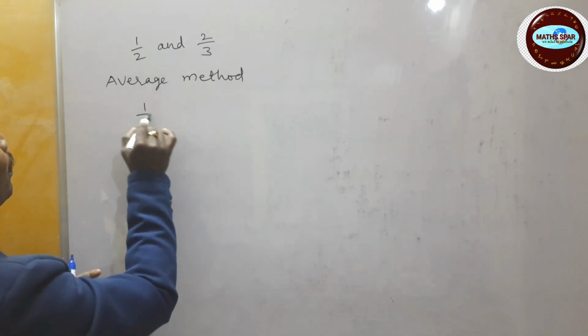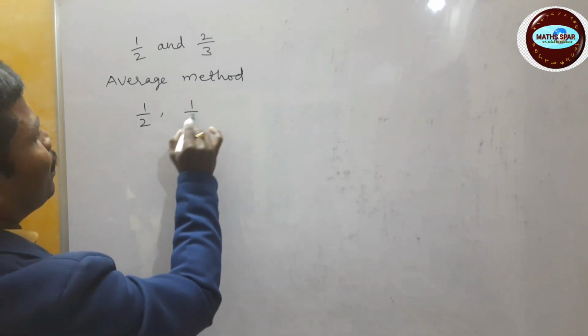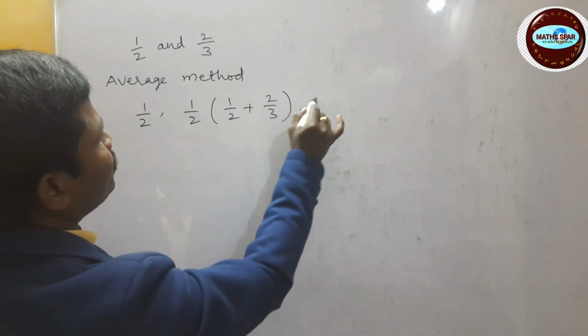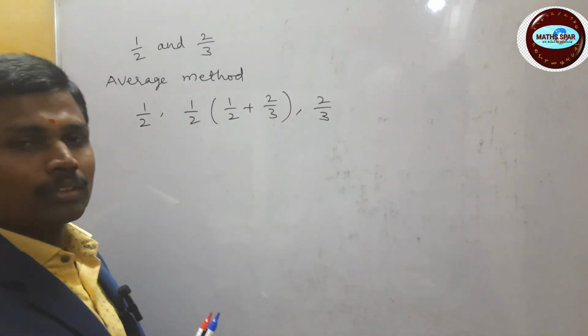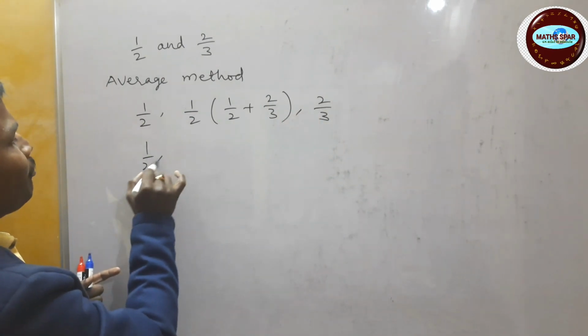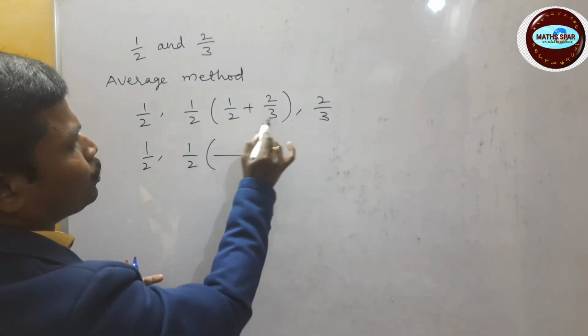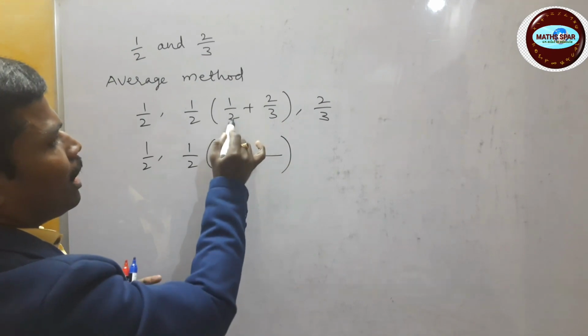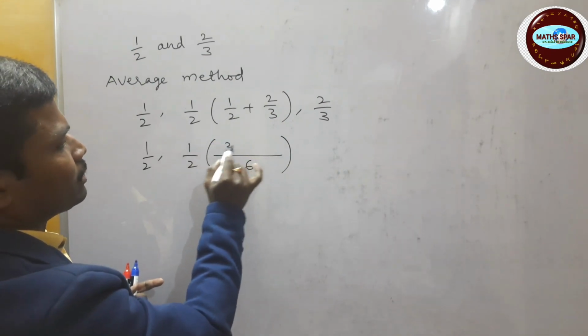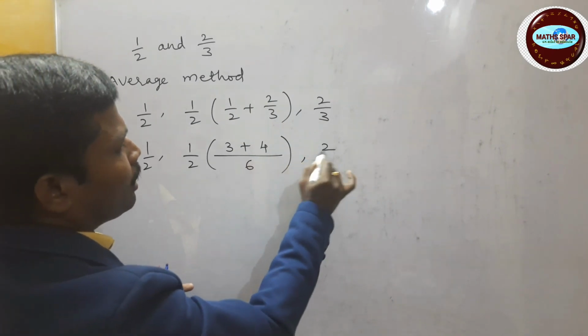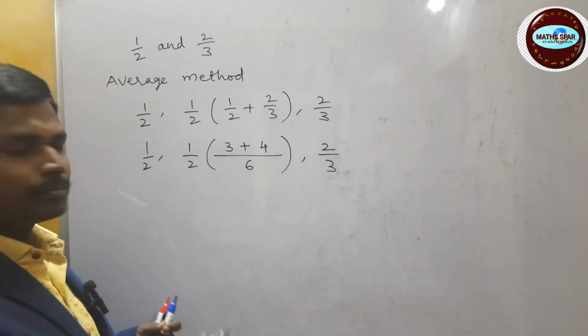So, half of the sum of the two rational numbers, that is, half of 1 by 2 and 2 by 3. The LCM of 2 and 3 is 6. Half multiplied with 6 is 3. 2 by 3 multiplied with 6 is 4.